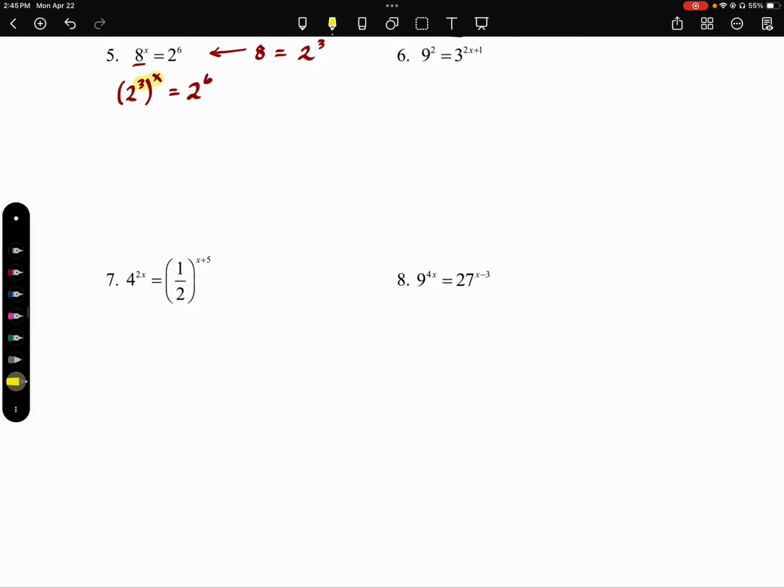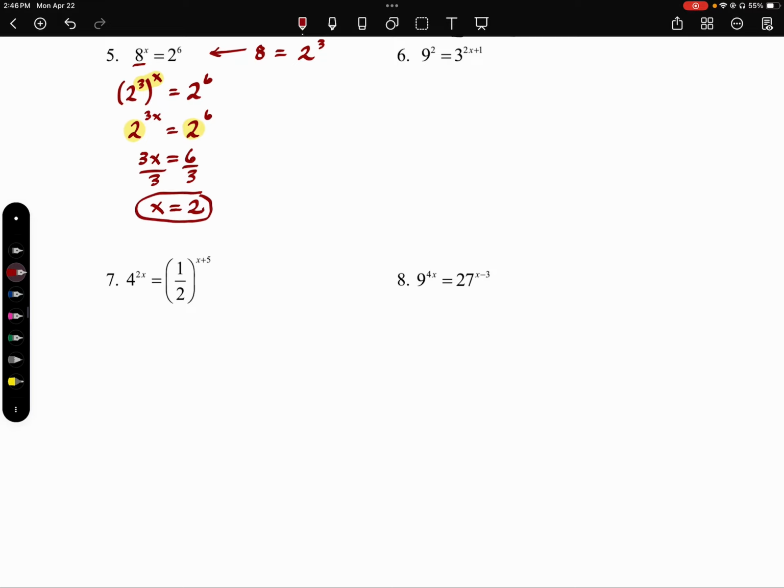And hopefully you're starting to feel pretty comfortable with the way these work. We're going to apply our exponent properties. 3 times x is 3x, so we've got 2 to the power of 3x is equal to 2 to the power of 6. We've got the same base on each side, so we'll set our exponents equal. 3x is equal to 6, and that leads us to x equals 2.